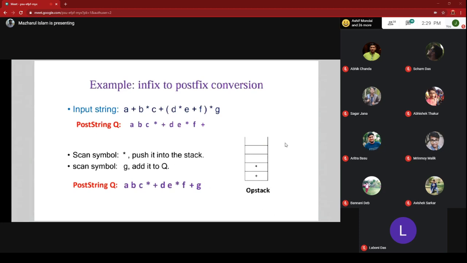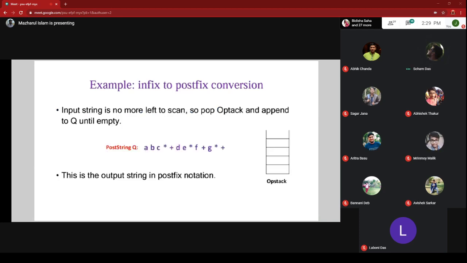Yes, sir. You have to go through all this minutely. It is written step by step. So your final postfix string is this.